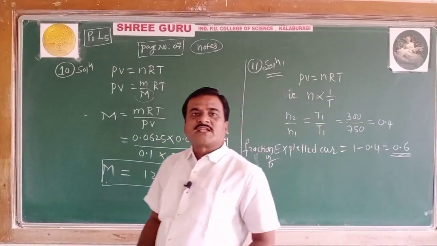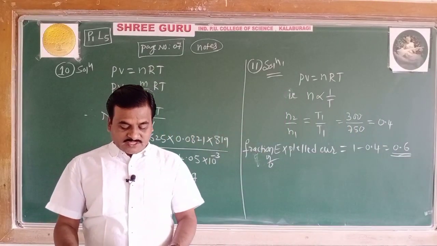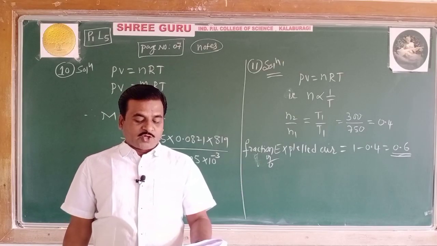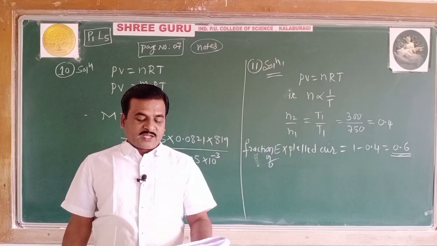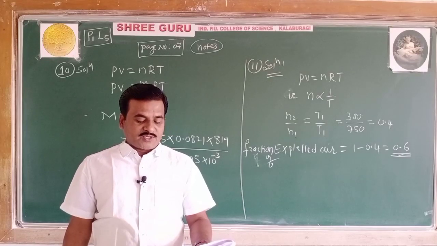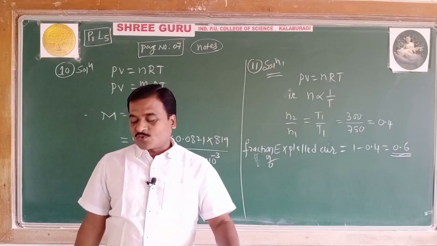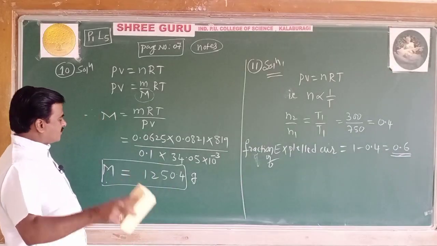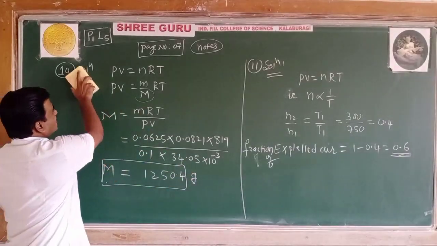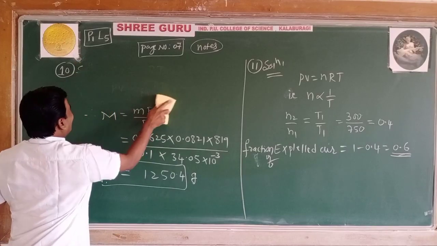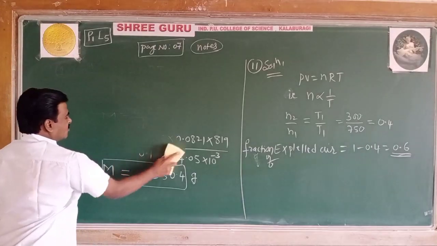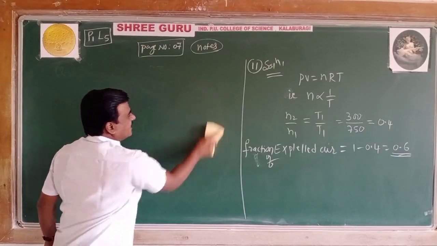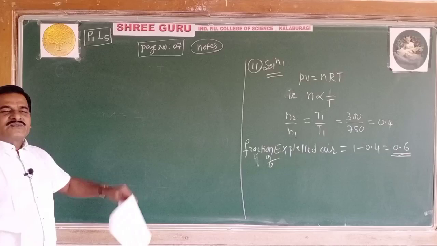Come on, go to the next one, which is the 12th. Calculate the temperature of 4 mole of gas occupying 5 dm cube at 3.32 bar. R value is given. You are asked to calculate the temperature. So far you have calculated pressure, volume, temperature and molar mass using the ideal gas equation. Now this 12th one is somewhat different.